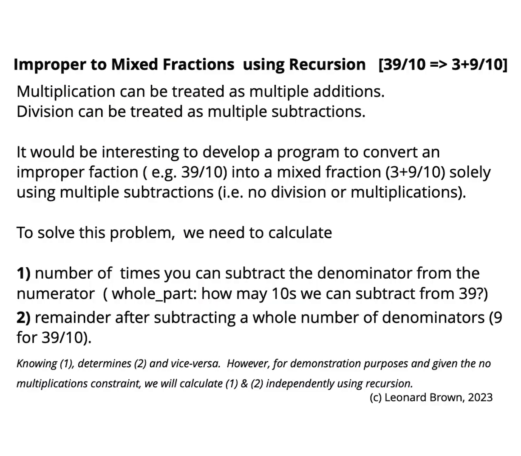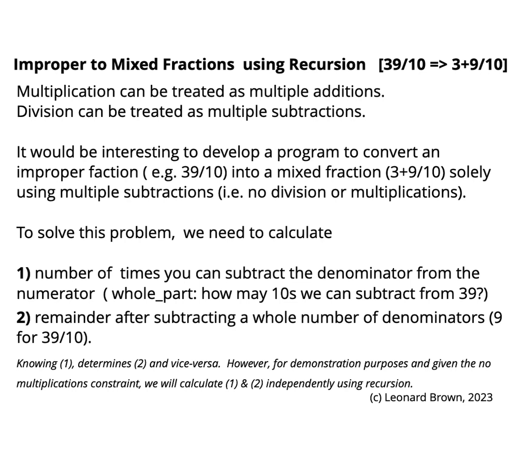I thought it would be great to write a lambda to convert an improper fraction into a mixed fraction using subtraction only. An improper fraction is one where the numerator is greater than the denominator. A mixed fraction is a whole number plus a regular fraction where the numerator is less than the denominator. Division can be considered to be multiple subtractions. We will constrain the problem so we cannot use multiplication or division, only subtraction and addition.